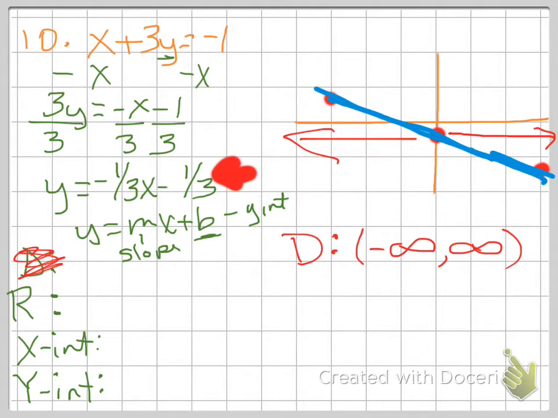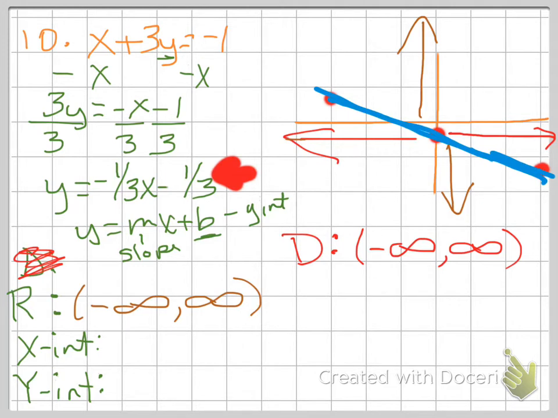Now, for my y values, as I go to the right, I go down. And as I go to the left, I continue to go up. So for my y values, again, my y values in my range end up hitting all real numbers.